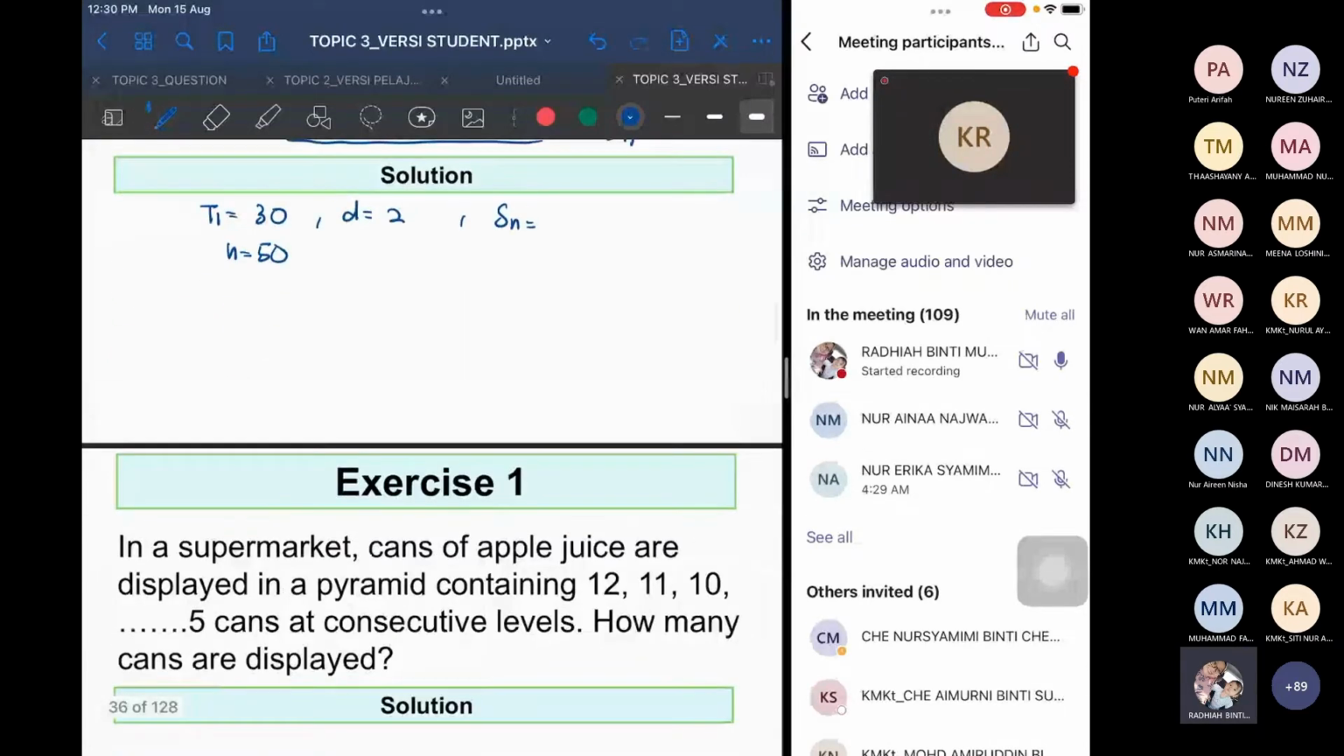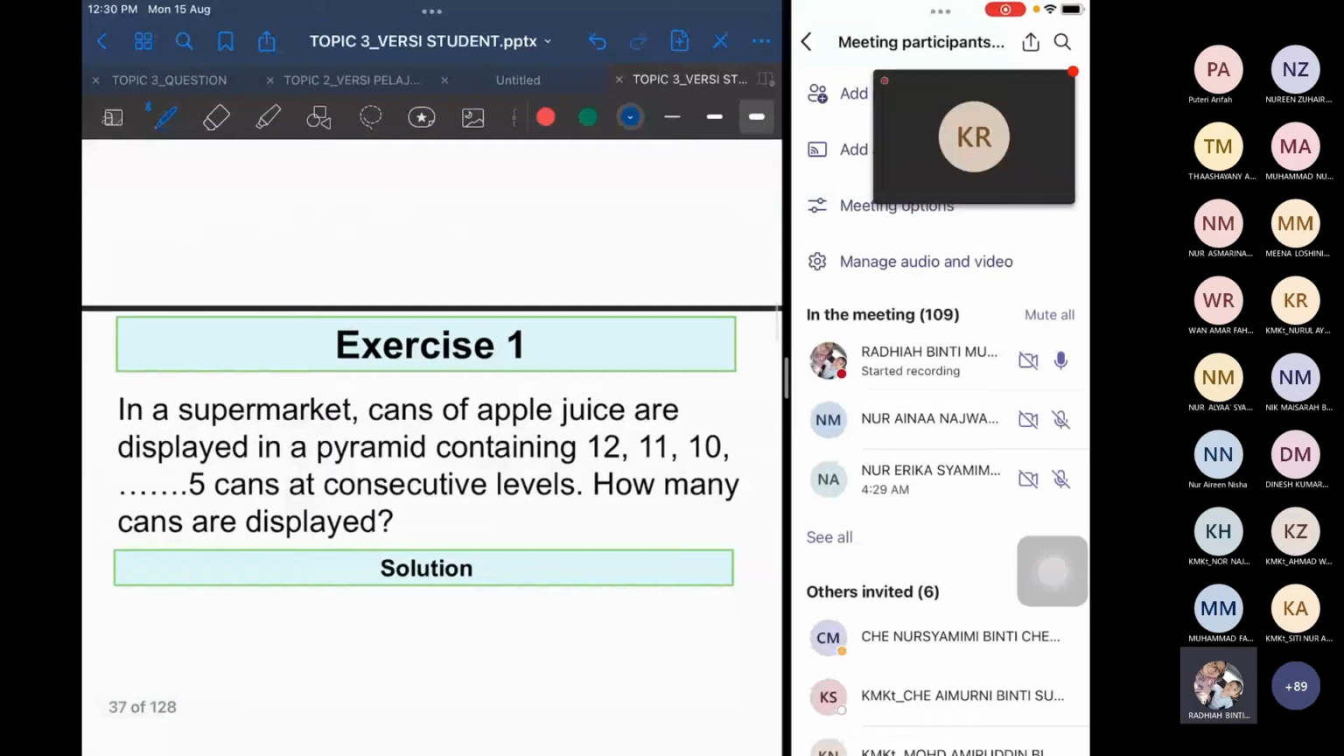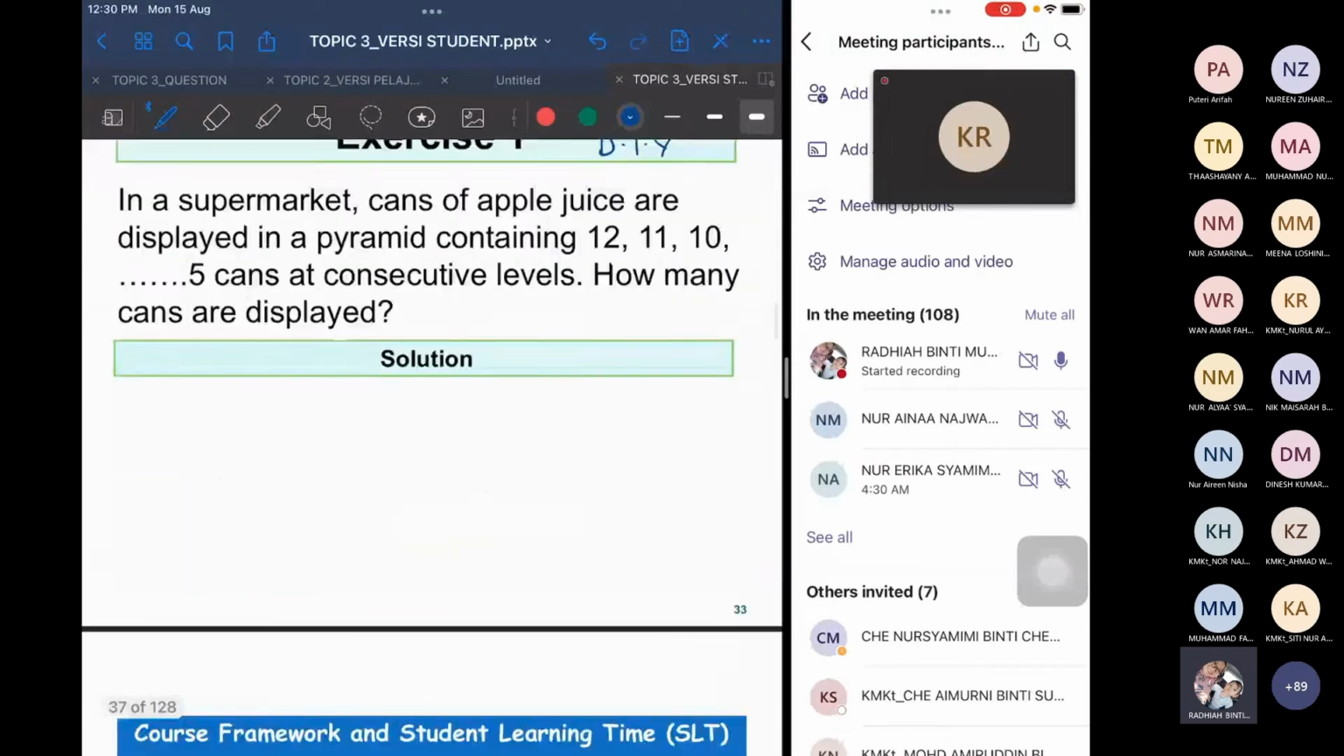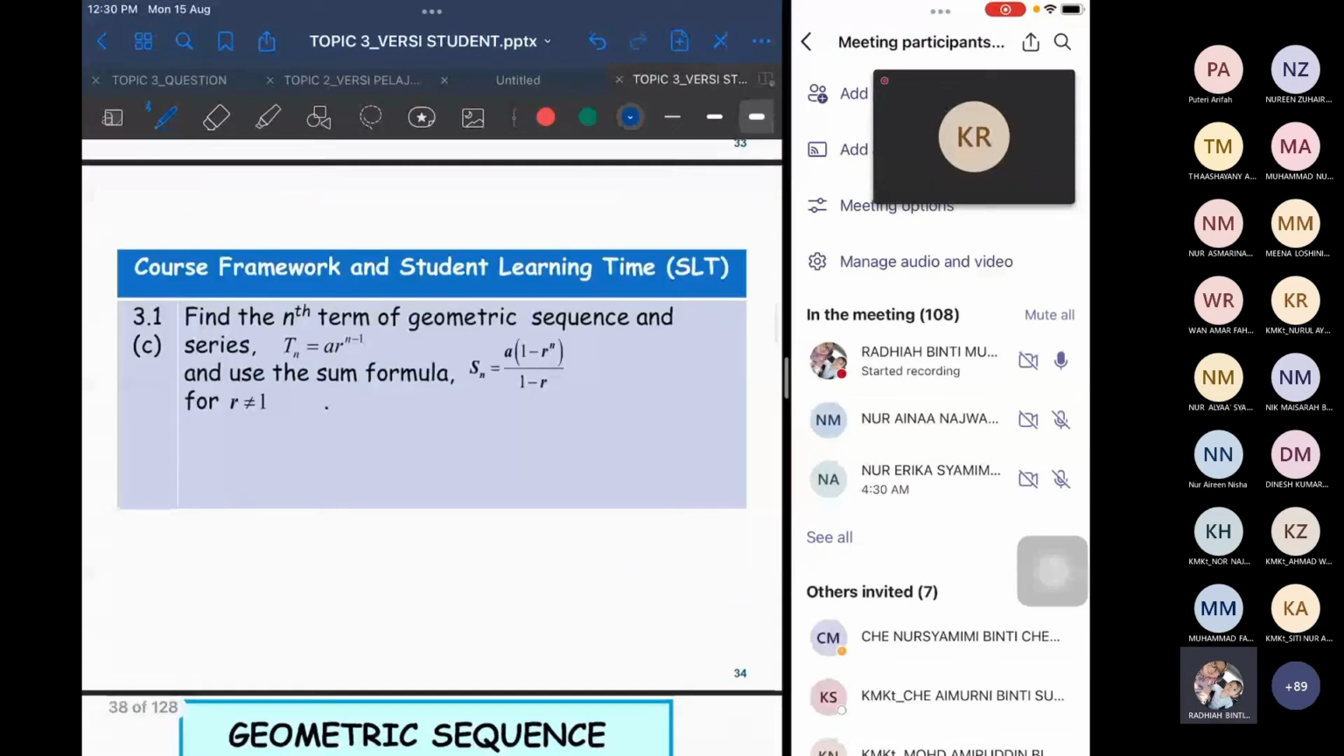Okay, so hak ni yang boleh buat ya. Okay, exercise ni boleh buat. Bila exercise maksudnya DIY, do it yourself. Okay, so sekarang ni kita nak masuk yang seterusnya 3.1C. Okay, untuk 3.1C ni kita nak belajar find the end term of a geometric sequence.